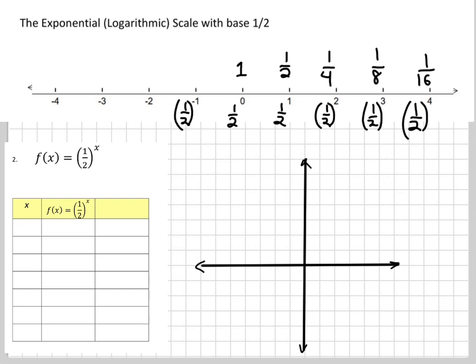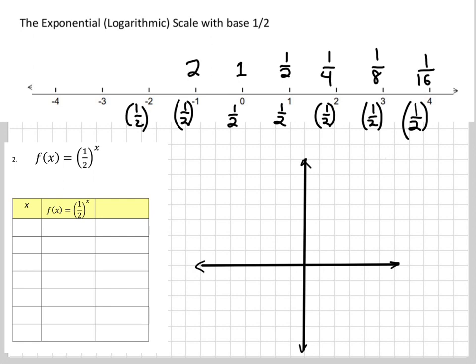Okay, let's fill in the other part of the number line. So we have 1/2 to the -1. Well, 1/2 to the -1, what is that? Isn't it just 1 over 1/2, which is actually just 2? So 1/2 to the negative first power is 2.